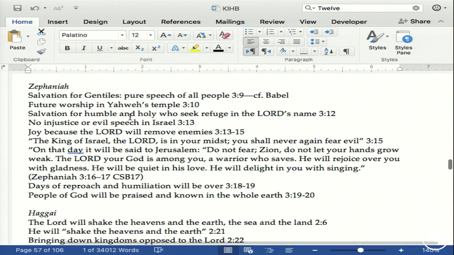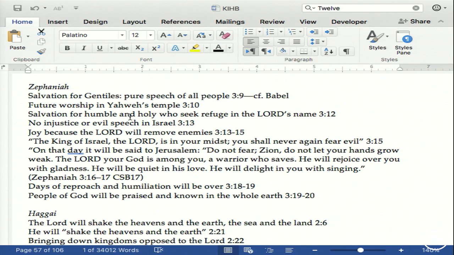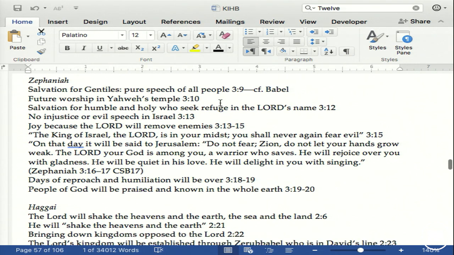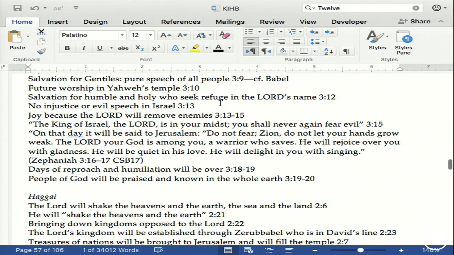So we see the same in Zephaniah. He looks forward to salvation for the Gentiles, a pure speech of all the people. The Tower of Babel is reversed, right? The future worship in Yahweh's temple.